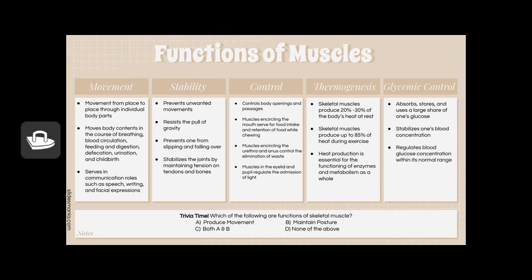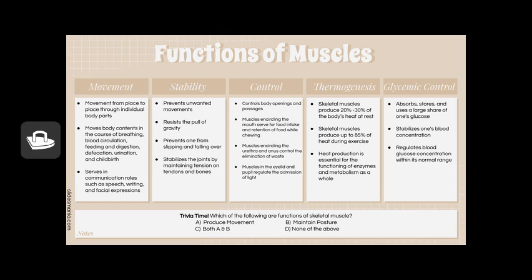The fourth function is a term referred to as thermogenesis, and this is also another fancy name for heat production. And surprisingly, the skeletal muscles produce about 20 to 30% of the body's heat, and up to 85% of heat is produced during exercise. So, this is really something surprising and interesting to take into consideration because this is a very, very important function because it is essential for the functioning of enzymes and metabolism as a whole within the body.